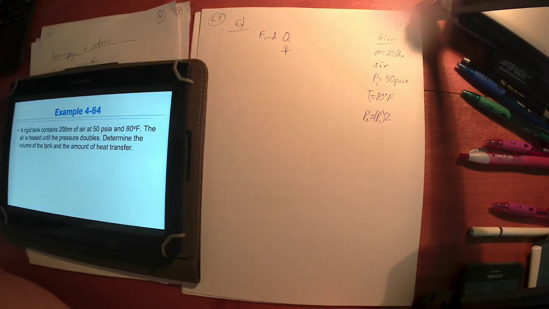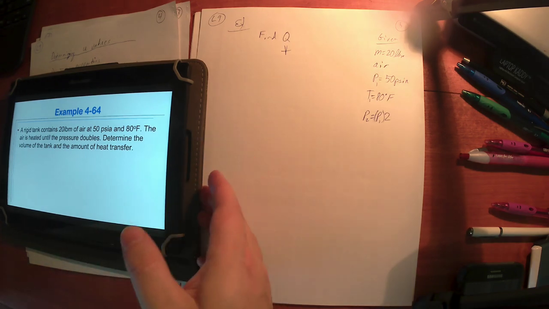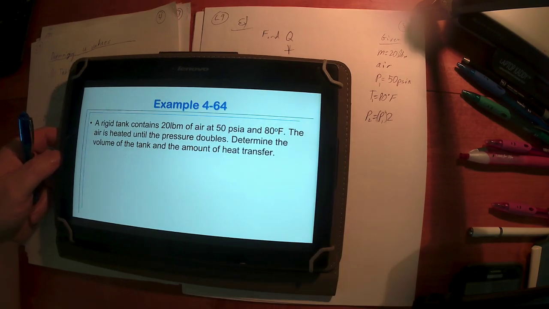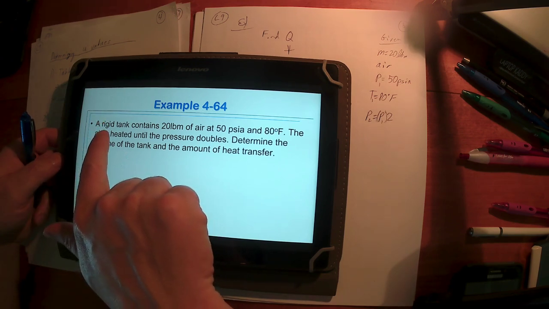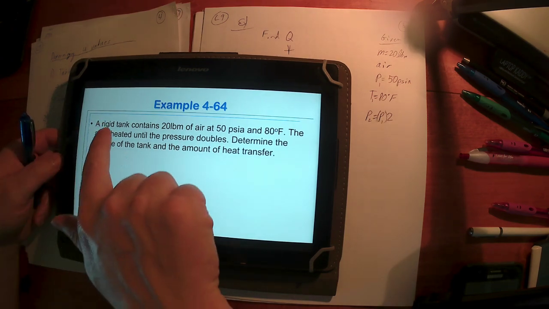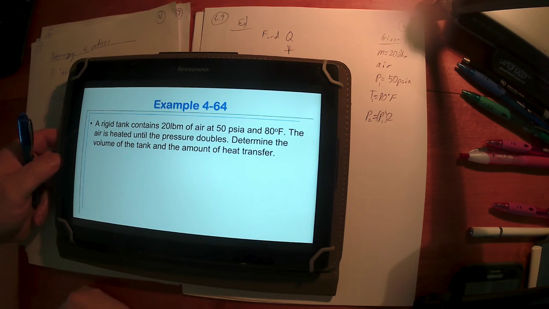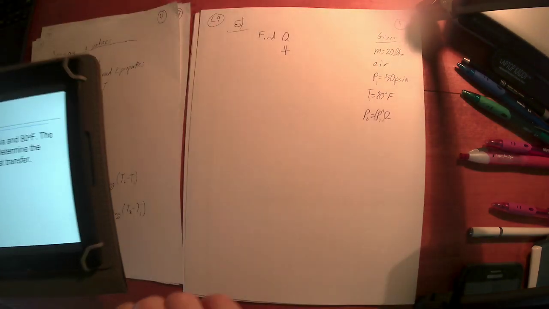Oh, so two things. Determine the volume of the tank and the amount of heat transfer. Now there's one thing given here that I have not written down. Does anybody see it? Pause it. Take a look at the problem statement and see if there's something here that I've forgotten to write down. Go ahead and pause. Okay, so what did I forget? What does this adjective mean? Anytime you see an adjective describing your system or an adjective describing a process, you need to know what that adjective means. The term rigid is important.